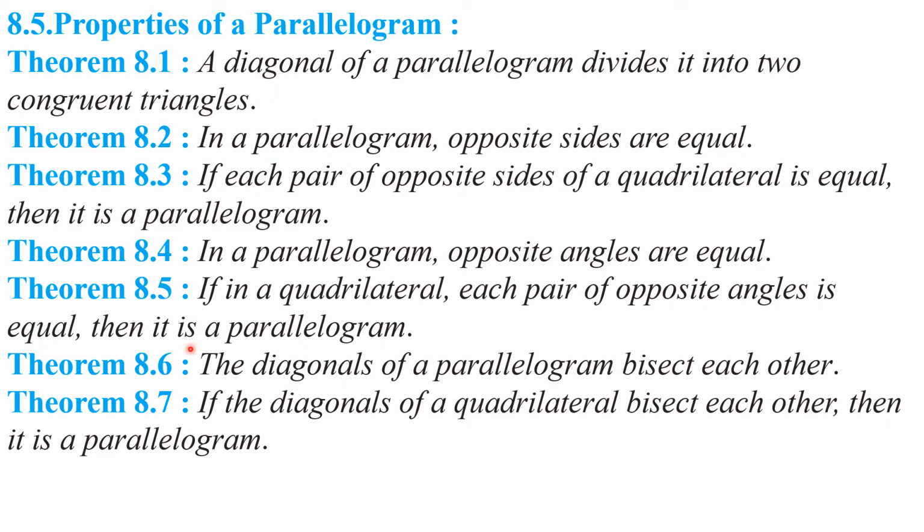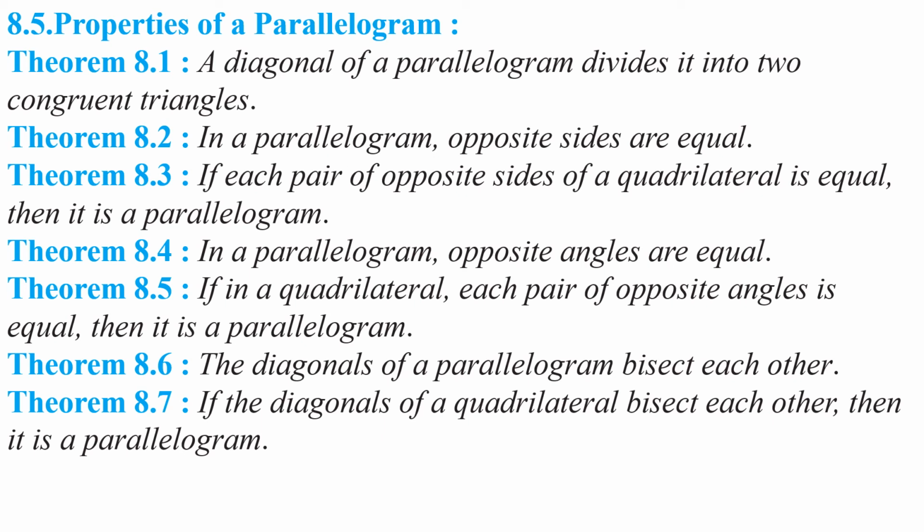Out of all these 7 properties, we give more importance to the first, theorem 8.1: a diagonal of a parallelogram divides it into 2 congruent triangles. We prove this theorem also. Okay, my dear children, there is no need of proving the remaining theorems 8.2, 8.3, 8.4, 8.5, 8.6 and 8.7. If you are interested to prove these theorems, you can go through the textbook. From the examination point of view, they will not ask the proof of these theorems.